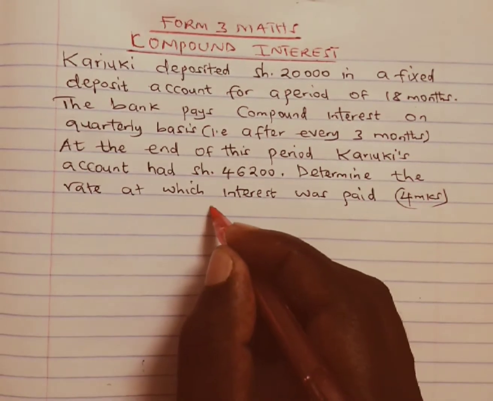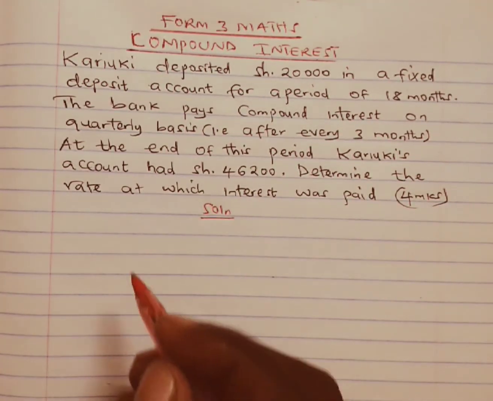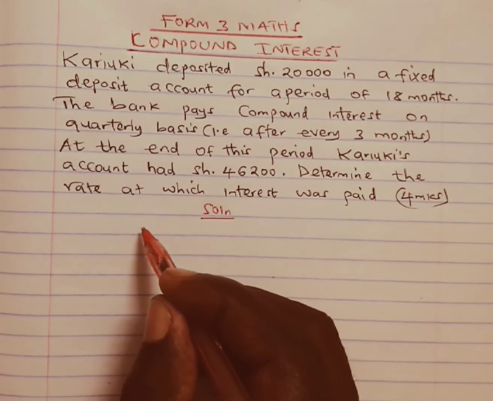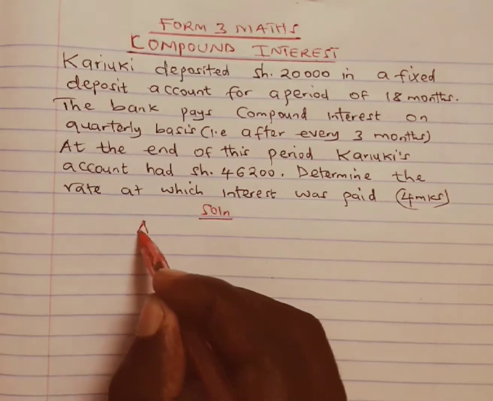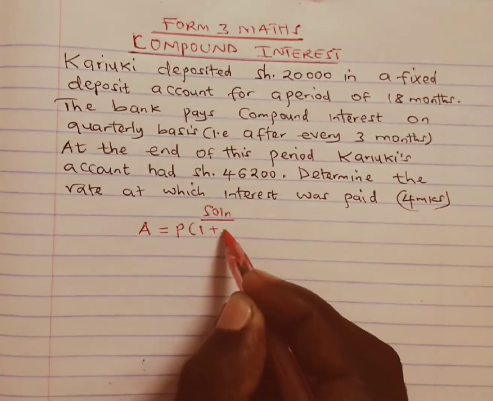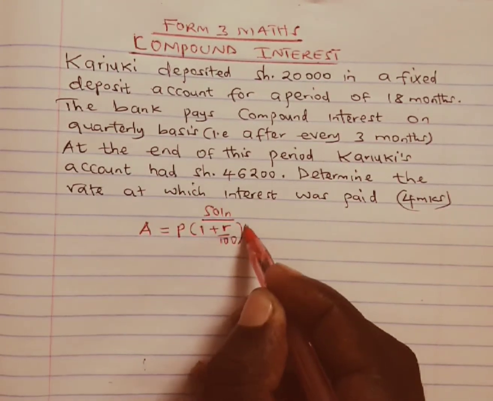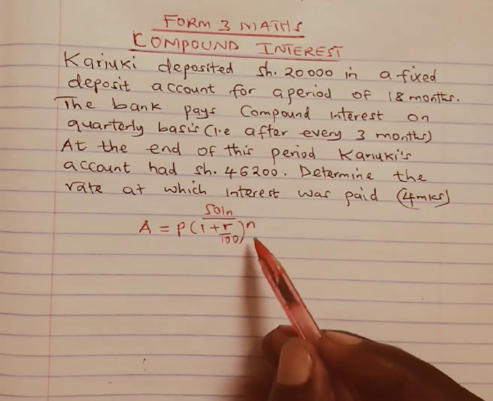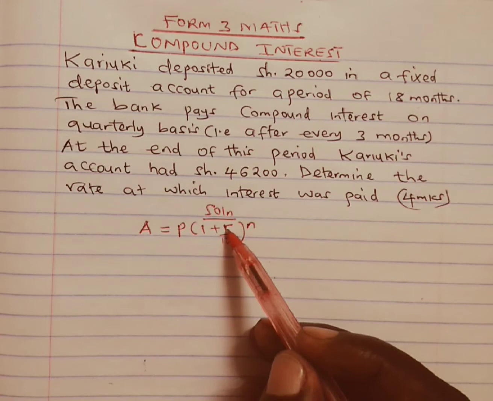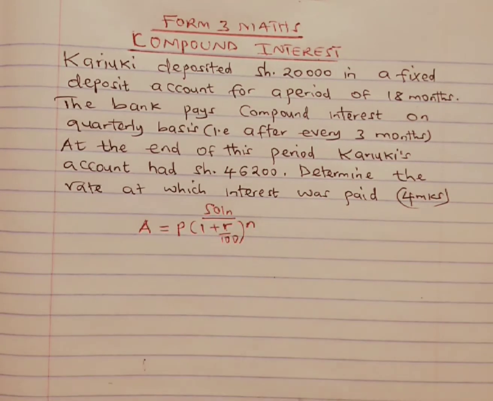So let us look at the solution to this question. Remember, this is compound interest, and compound interest is calculated using the formula, that is, amount is equal to principal into 1 plus r divided by 100 raised to power n, where n stands for the number of interest periods, r stands for the rate of interest, p for the principal, and a for amount.